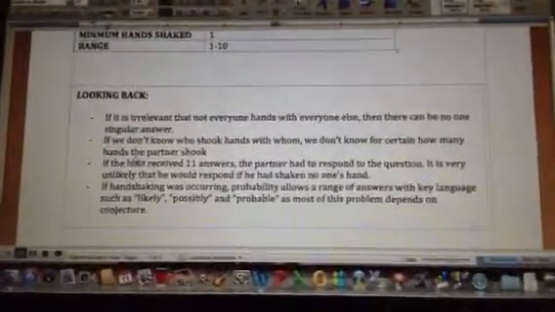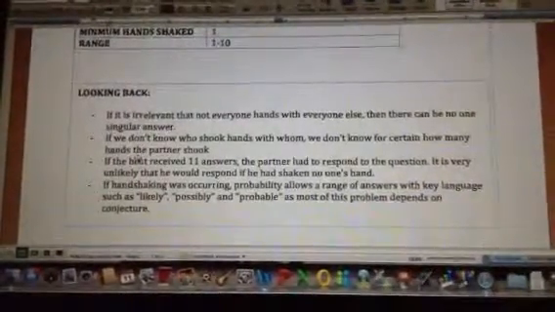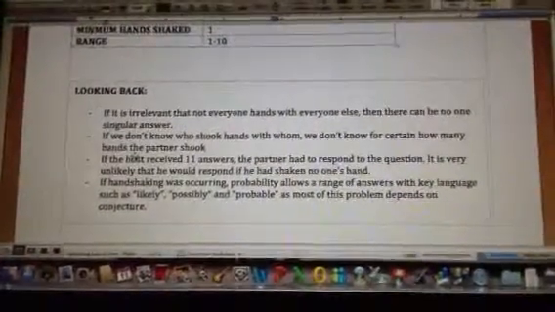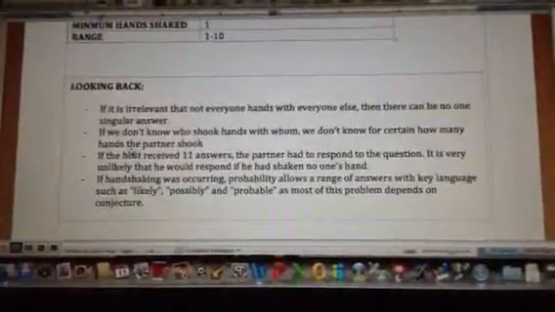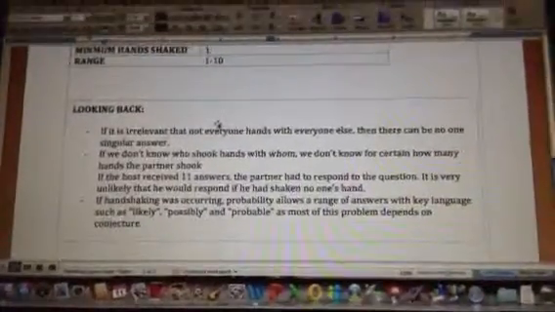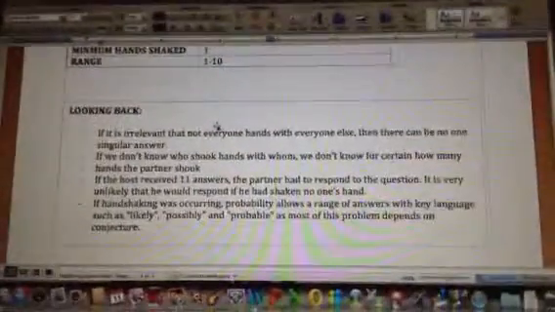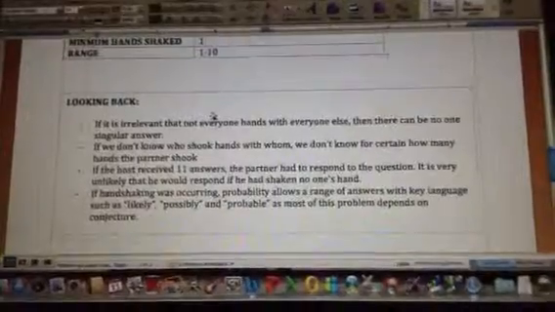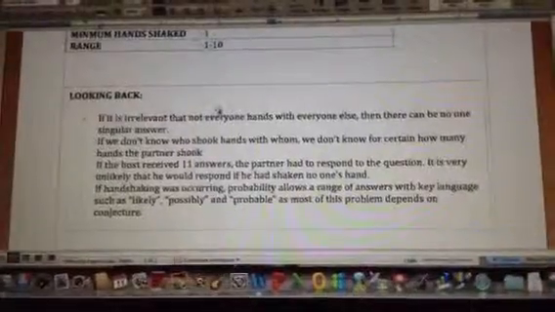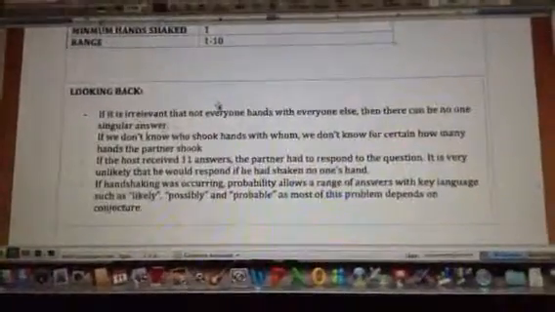If it doesn't matter who wasn't included, then there's really no way to find out exactly how many hands the partner could have shaken. If we don't know who shook hands with whom, we don't know for certain how many hands the partner shook, which is basically what I just said. If the host received 11 answers, the partner had to respond to the question. It's unlikely that he would respond if he didn't shake anybody's hand, and if you speculate on the context of the problem, we know that he had to have shaken someone's hand. Otherwise, he might not have participated in the conversation.